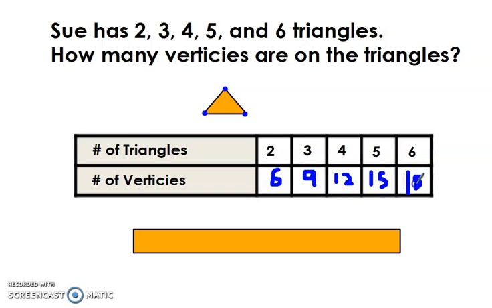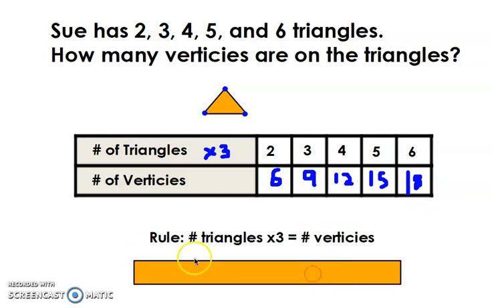So I know because one triangle has 3 vertices, then that would help me with my rule. I know I had to multiply the number of triangles times 3, and that gave me the number of vertices. So I'm going to uncover my rule. Oh, and it is right. The number of triangles times 3 equals the number of vertices.